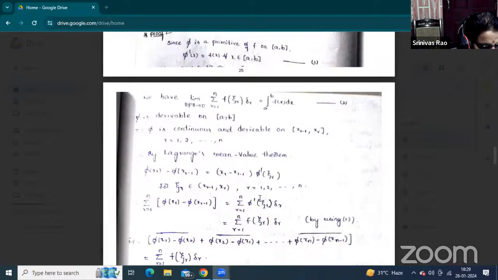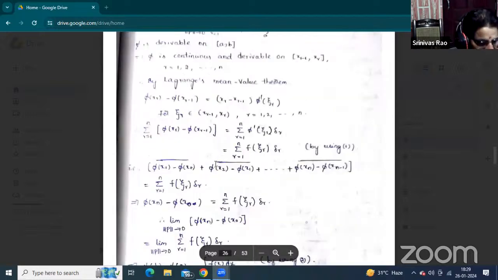So, already we know that pi dash of X equal to F of X. Here X equal to zeta R. So that's why pi dash of X equal to, we are replacing the value from the first equation, that is F of X. X means the zeta R. Finally, we have to replace R varying from 1 to N.